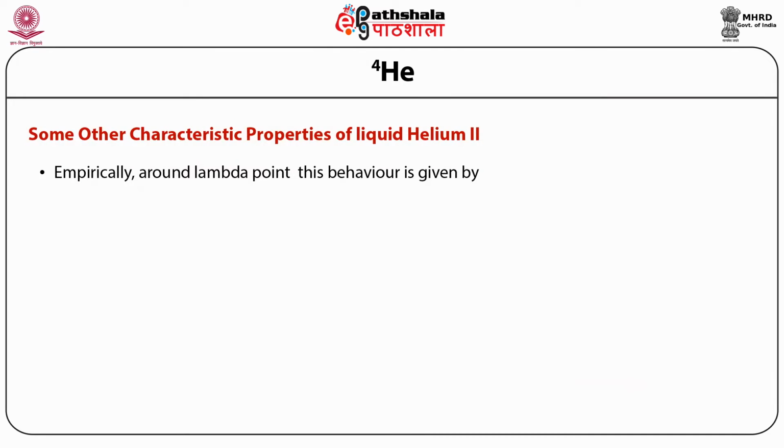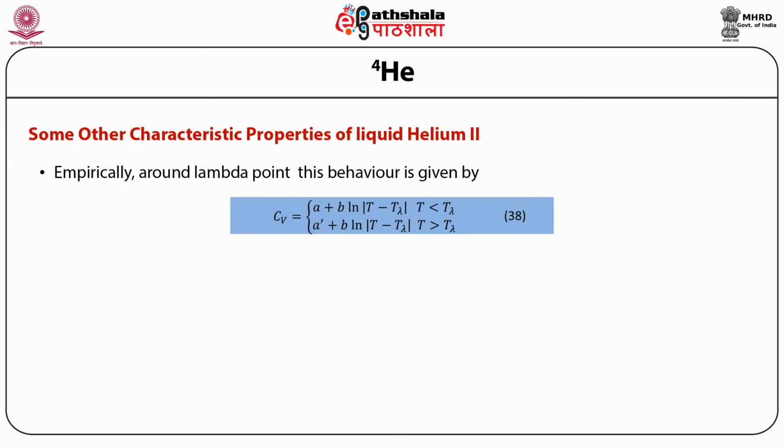Empirically, around lambda point, this behavior is given by Cv equal to A plus B log of (T minus T lambda) at T less than T lambda, and A dash plus B log of (T minus T lambda) for T greater than T lambda.